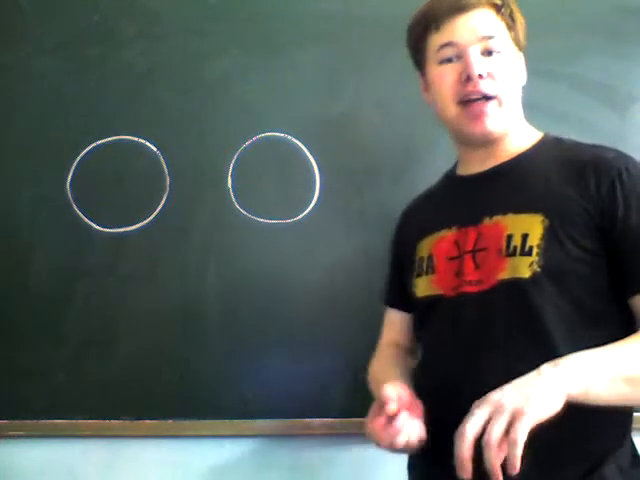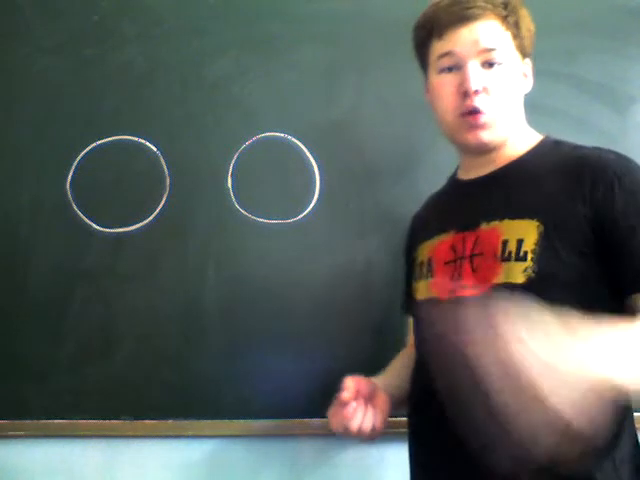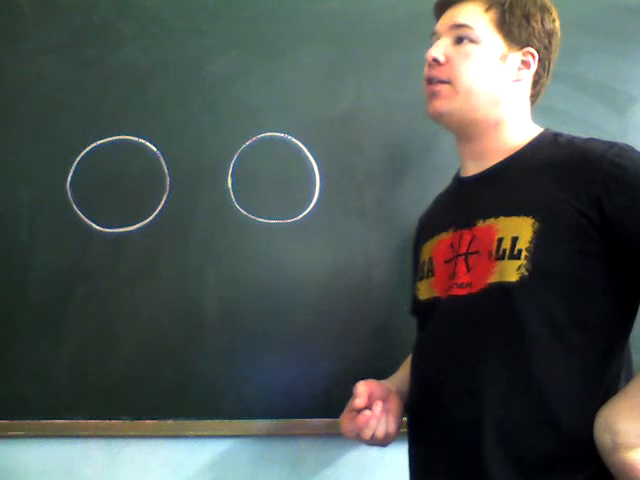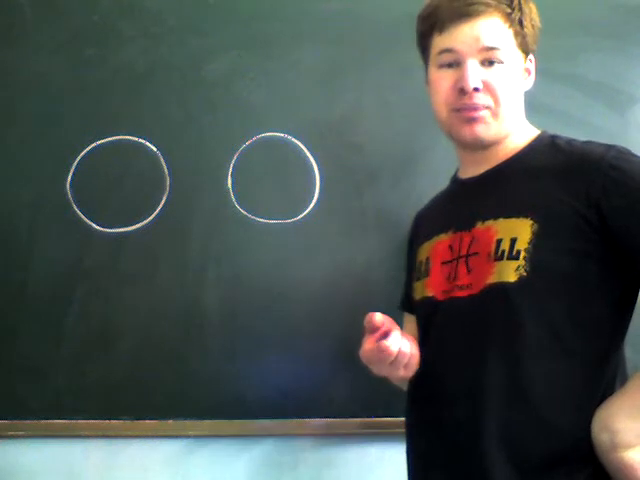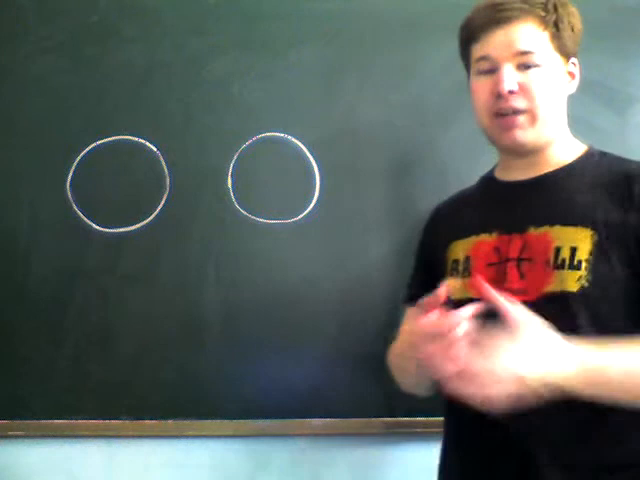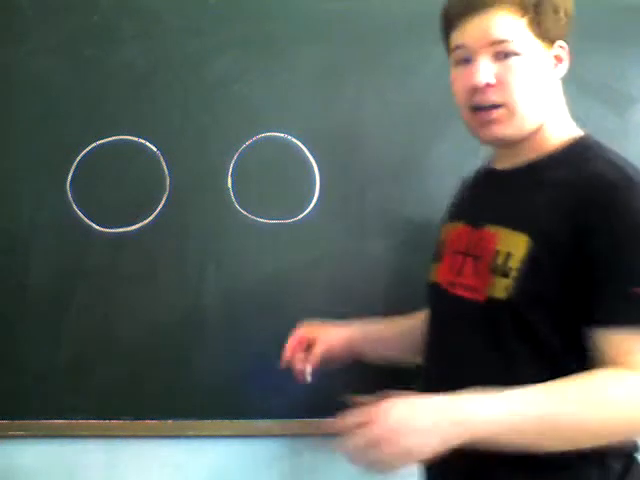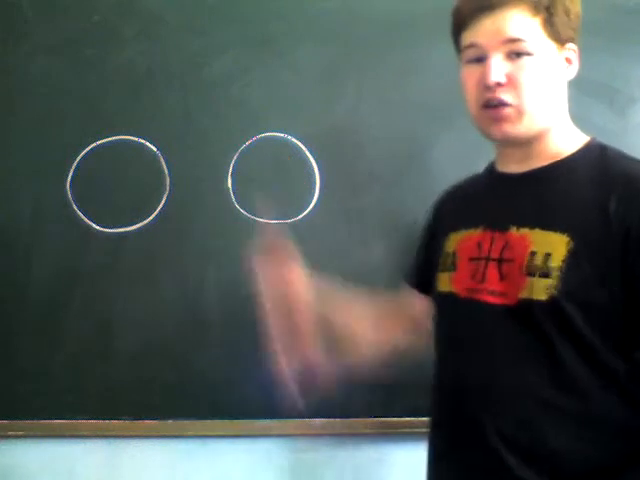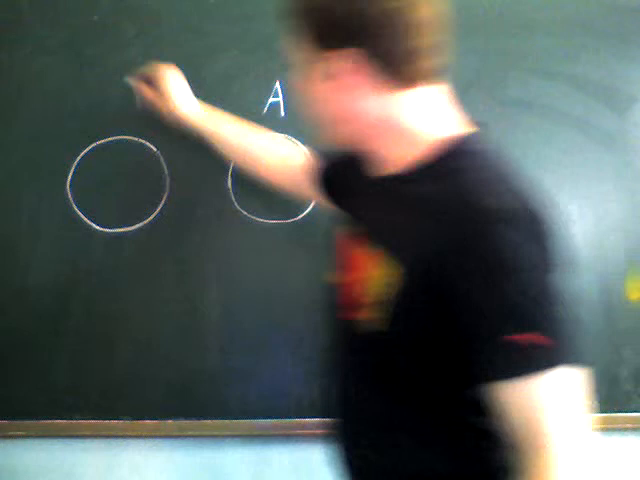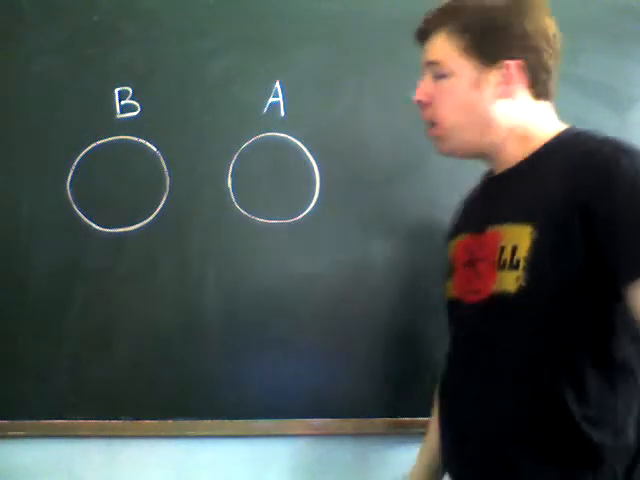Let's talk about the different kinds of stargates first. We know that we have two different kinds of stargates: static stargates and dynamic stargates. I'll briefly go over what the difference is. Let's say these circles represent our two stargates. This is point A. This is point B.